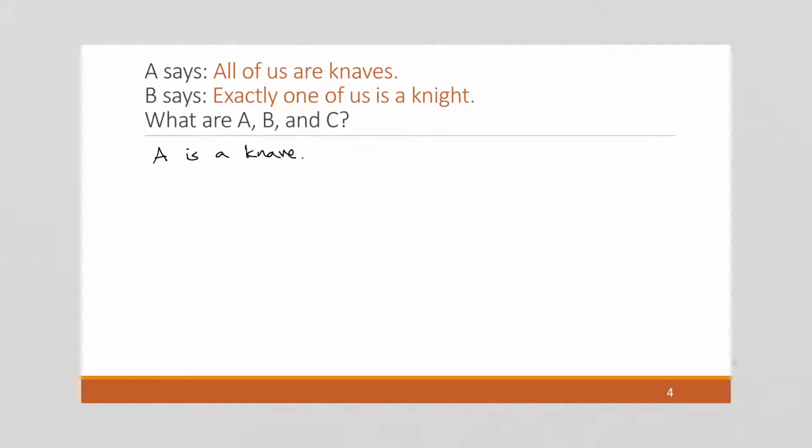So I don't really know if B is a knight or a knave, but he's saying that one of them's a knight. I think it's going to be easier to figure this out if I guess or suppose B is a knave. And as I said, we could do this either way. So let's do it two ways. Suppose B is a knight.